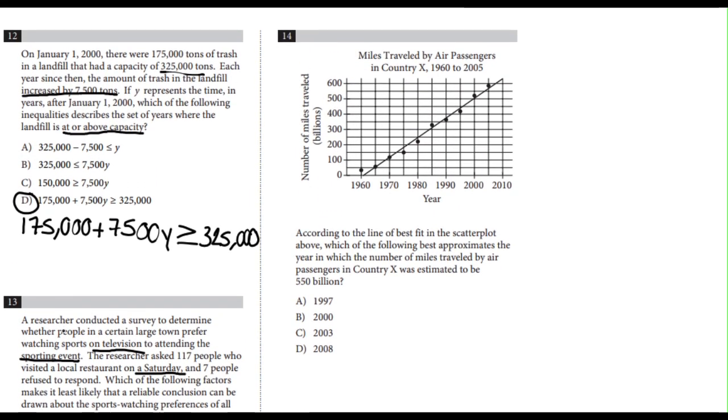Number 14. According to the line of best fit in the scatter plot above, which of the following best approximates the year in which the number of miles traveled by air passengers in country X is estimated to be 550 billion? So we want to see where the number of miles traveled is 550 billion, which would be the horizontal on this line that I just drew.